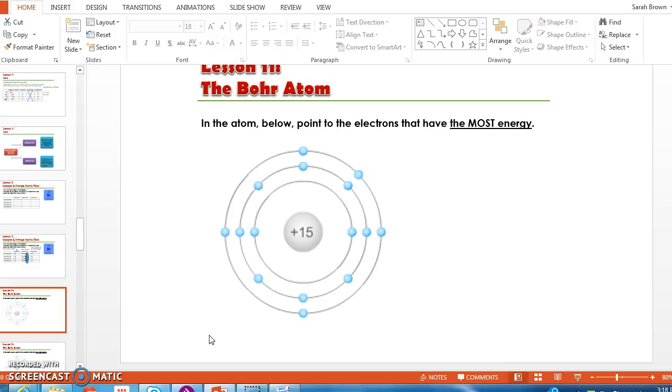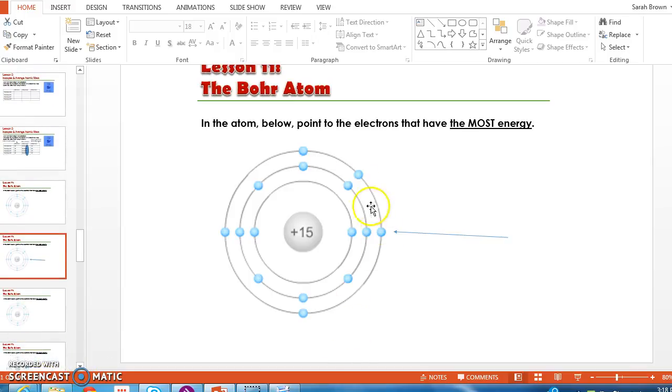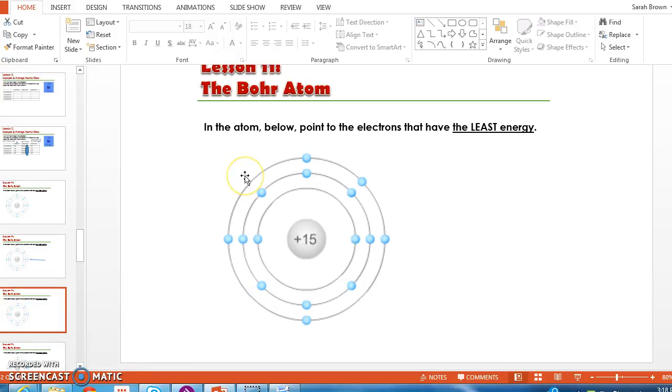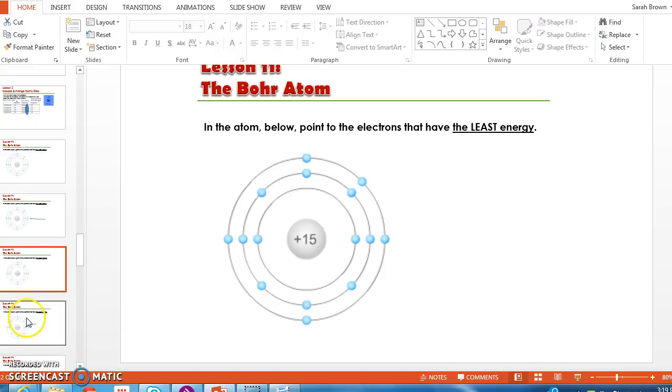In the atom below, point to the electrons that have the most energy. So those are going to be any of these outermost electrons right here. So you could have pointed to any of these. So outermost electrons have the most energy. In the atom below, point to the electrons that have the least energy. So those are the electrons that are on the inside that have the least amount of energy. So either of these.